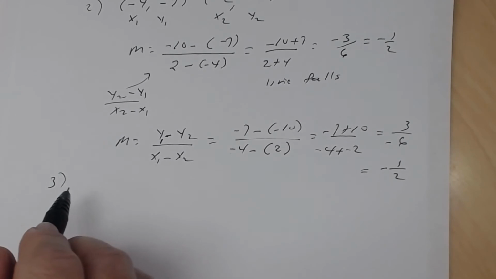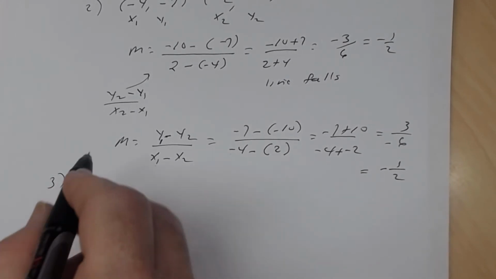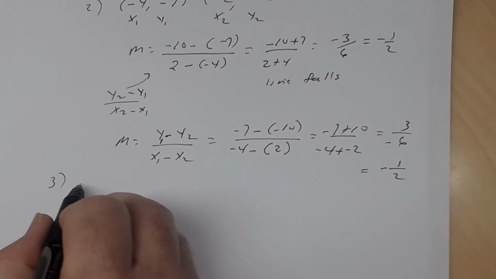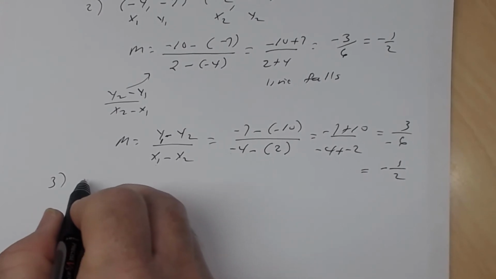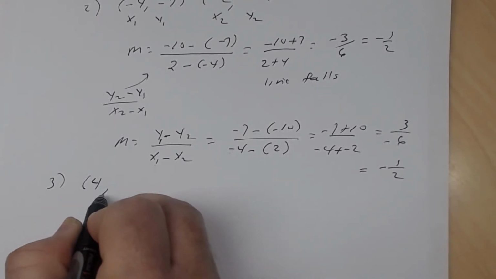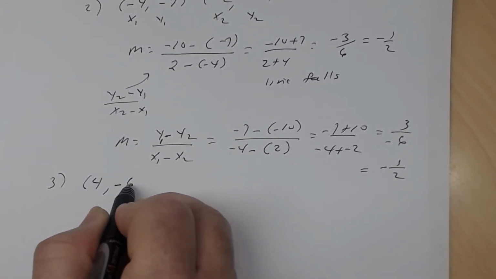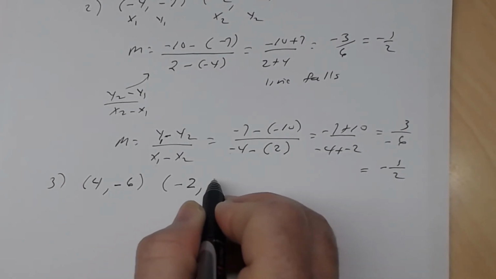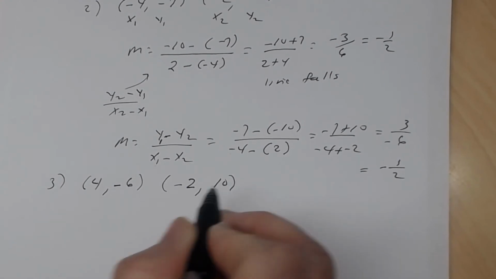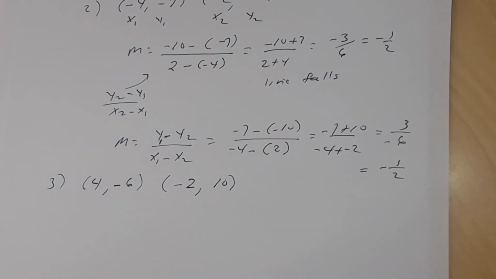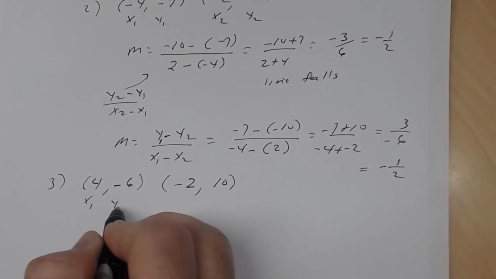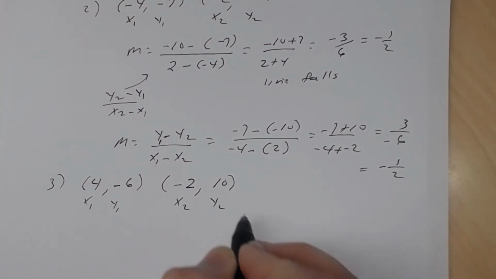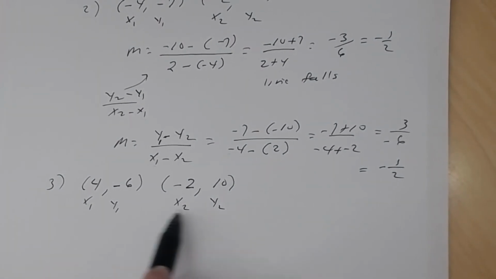Okay, so let's suppose we had this. Suppose we had, let's say, 4, -6, and -2, 10. All right, so 4, -6, and -2, 10. So again, let's find the slope of that line. So this will be x1, y1, x2, y2. All right, so you label it. It helps if you label.